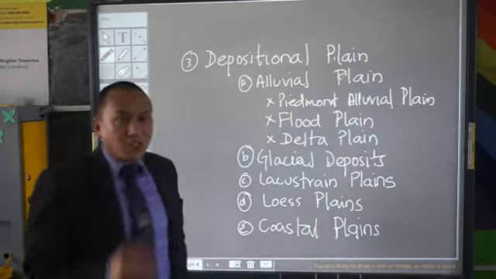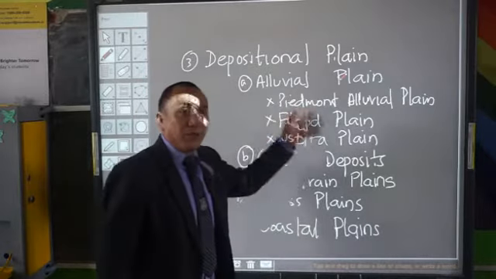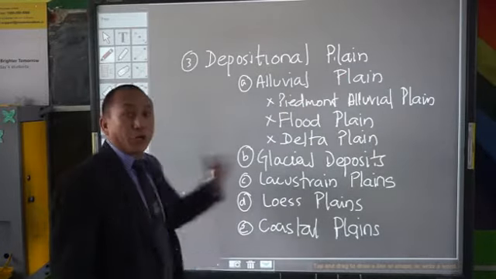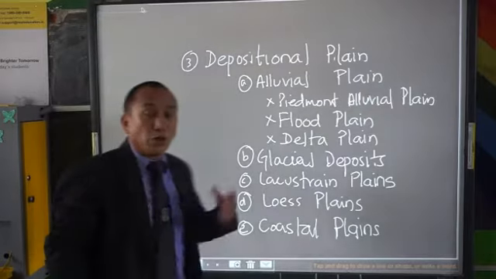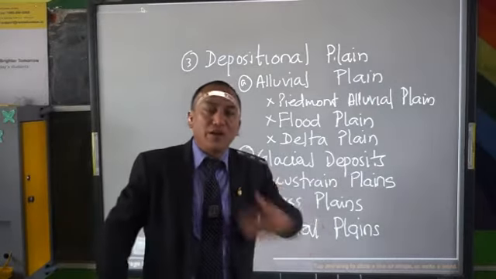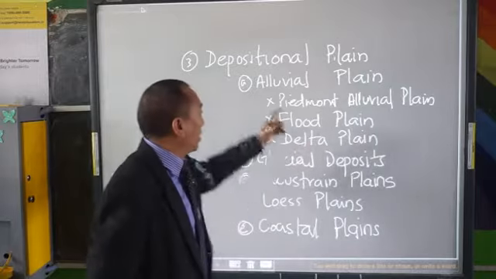Alluvial plain. The first one which we have is called the alluvial plain. Now this alluvial plain is basically a plain which is formed because of erosion. That is when the alluvium goes down and is deposited in the lower course of the river, it forms into a plain land called an alluvial plain.